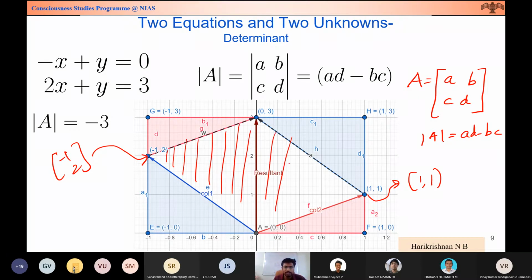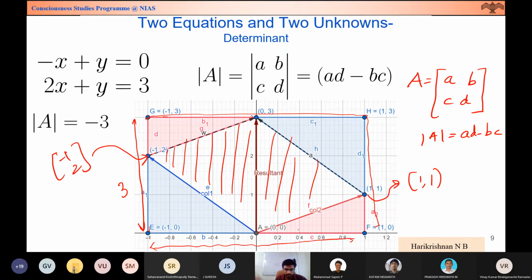So we will find out that area. Let us consider a square in this case, or rather let us consider this entire rectangle. We will find out the area of this rectangle. This is nothing but length into breadth. So here the height is 3, and this is 2. So 3 times 2.